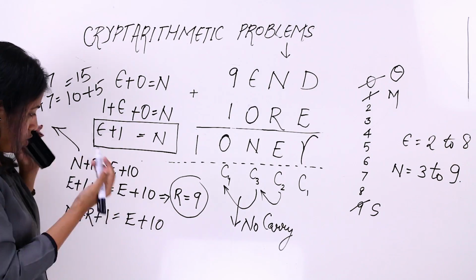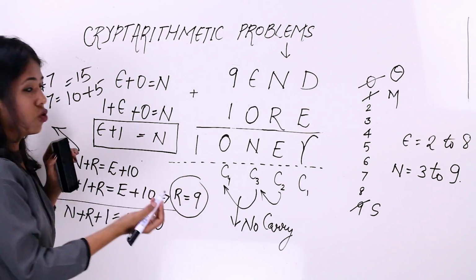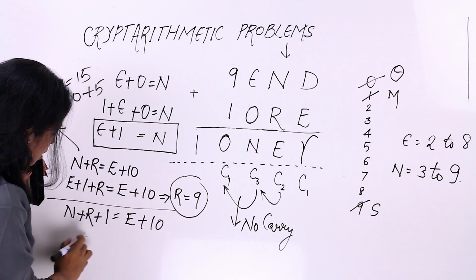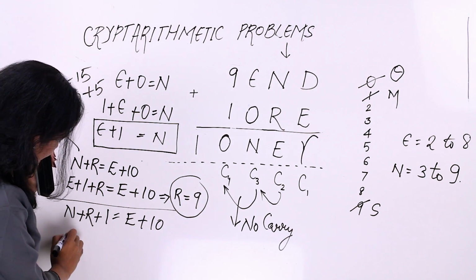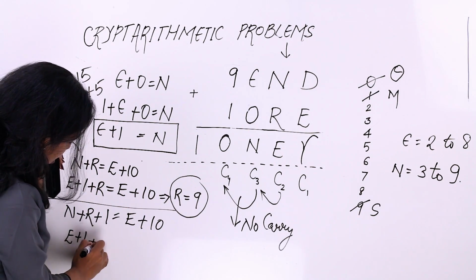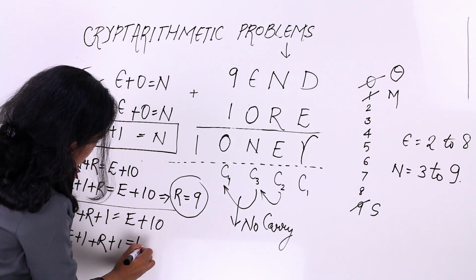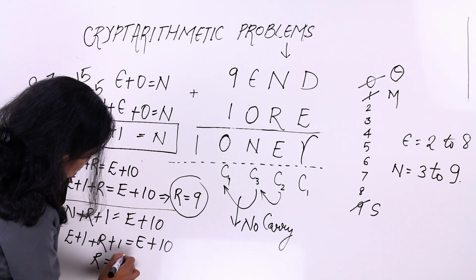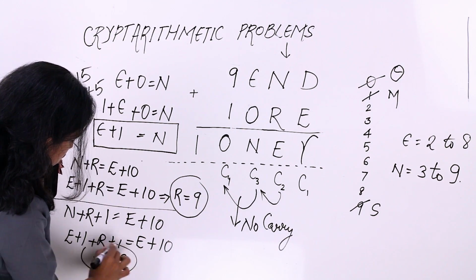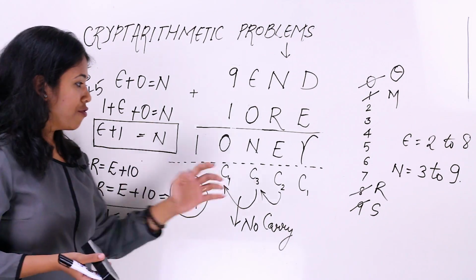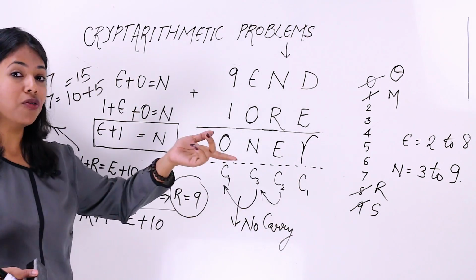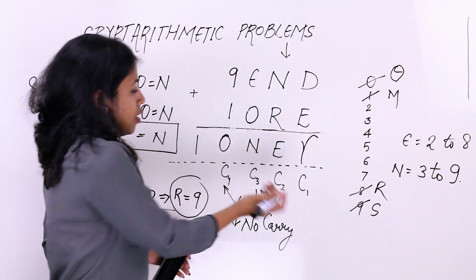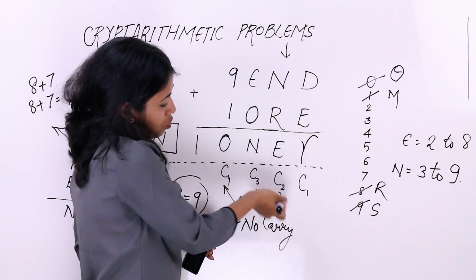But obviously, I just told you that there are two possibilities. So we'll also check the second possibility, which says n plus r plus 1 equals e plus 10. Again, substituting the value of n as e plus 1, I have this equation, which essentially gives me r is equal to 8. So we have found the value of r as 8, and this we found by the second equation, which says that there is a carry, right? So there exists a carry from column 1 to column 2.